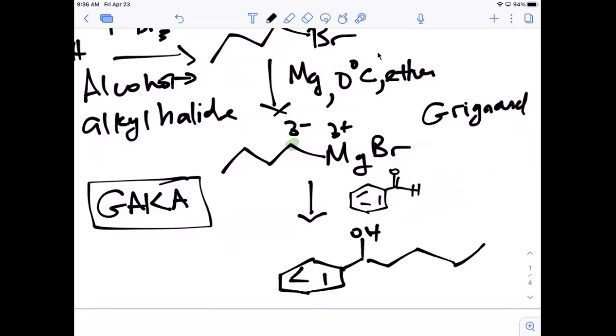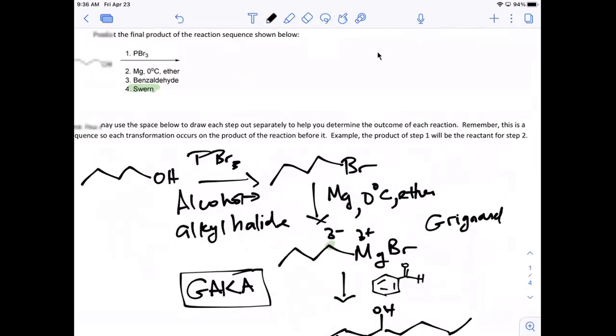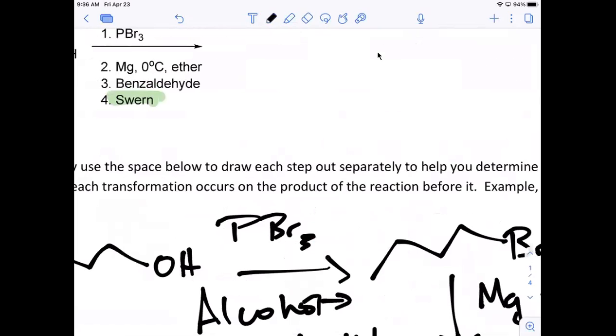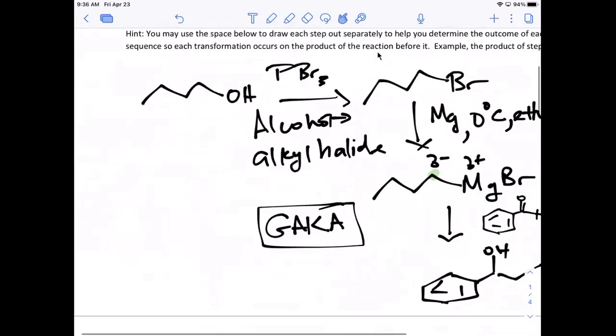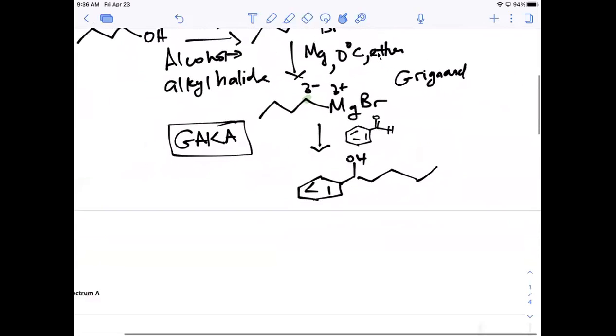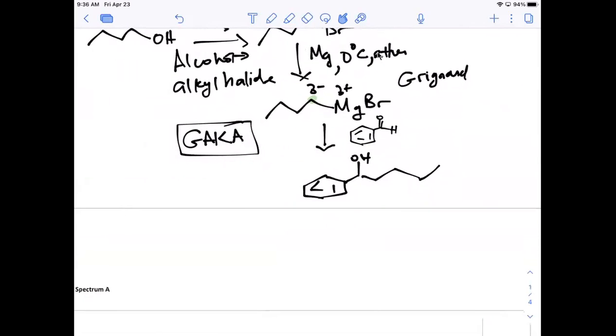Because you took a Grignard and then you added it to an aldehyde, and that should give you an alcohol. Well, actually, I should have put benzaldehyde, then H plus. That'll give me an alcohol. Otherwise, it'll just be an alkoxide with a magnesium on oxygen. All right, so that's that.